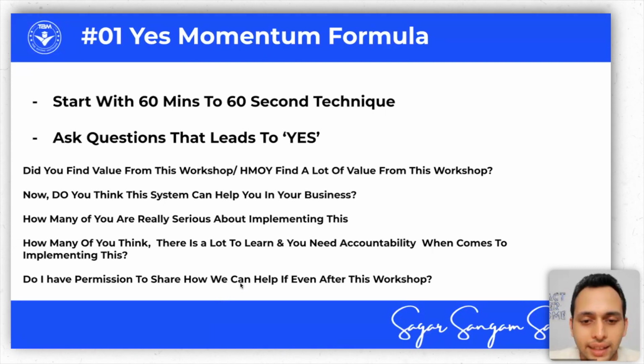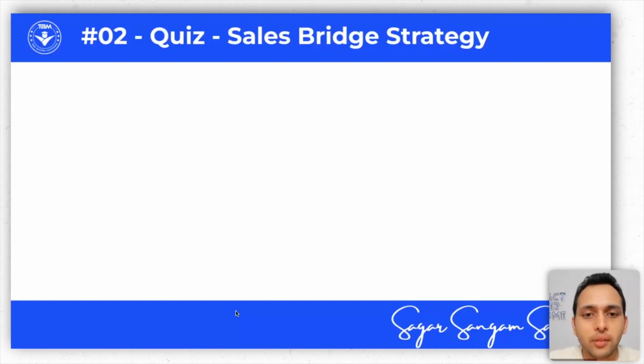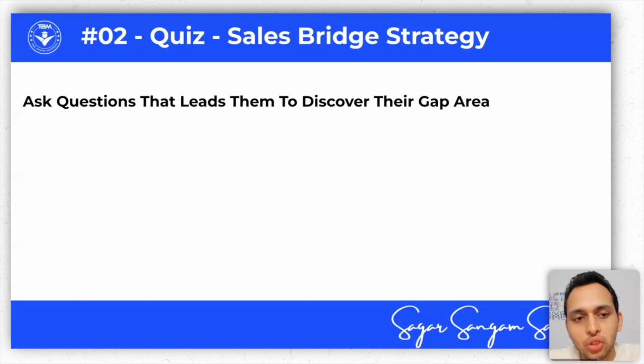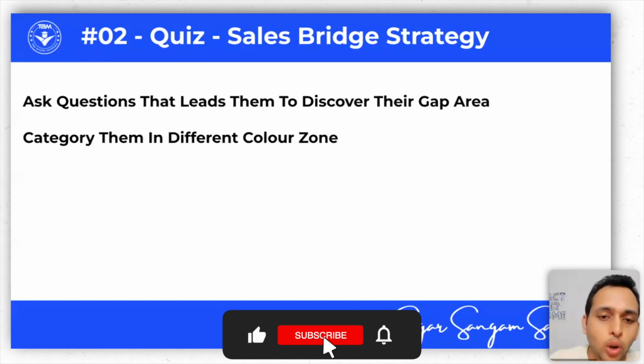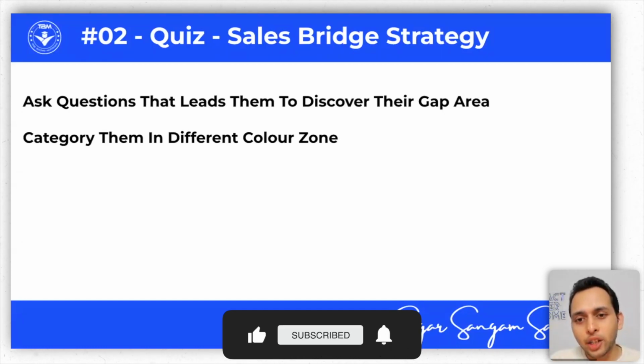The second part is something called a quiz. A quiz is the easiest form of building momentum in the sales bridge. I have a Google form: guys, now it is time for the quiz. Ask questions that lead to discovering their gap areas. So I give them 10 questions to fill up, and with every question they realize, this is my gap area. Then I ask them to type in the chat box what their score is. I give them a score out of 100, with 10 questions.